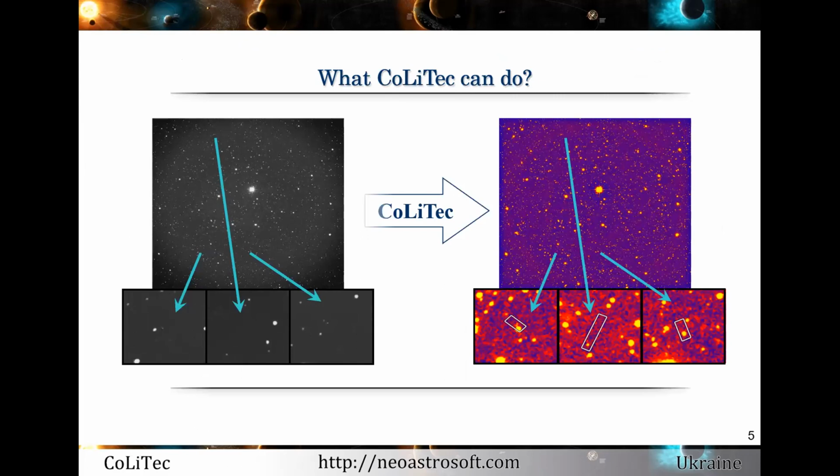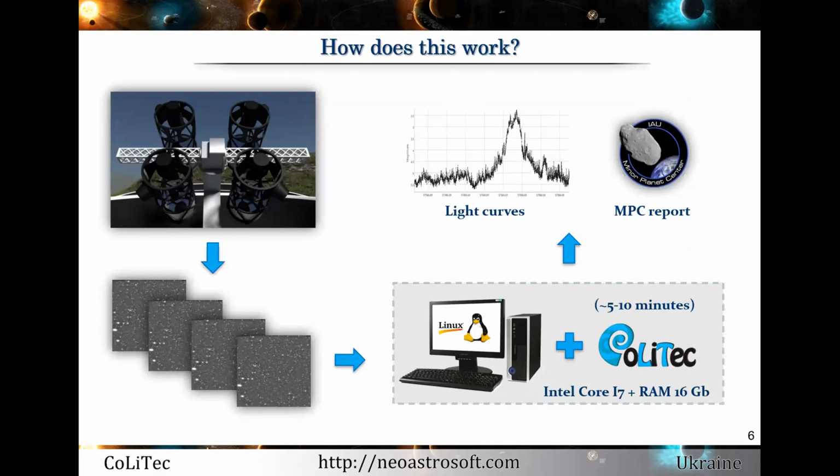In this slide, you can see the results of frames processing by the CoLiTec software. There are raw frames on the left side and processed frames with alignment and centered view on the right side. Also, you can see the detected moving objects on the right side. On this slide, you can find the very brief sequence of the online processing. Images are saved from the telescope, then processed by the CoLiTec software in different modes, and we can get necessary results as light curves and appropriate reports.